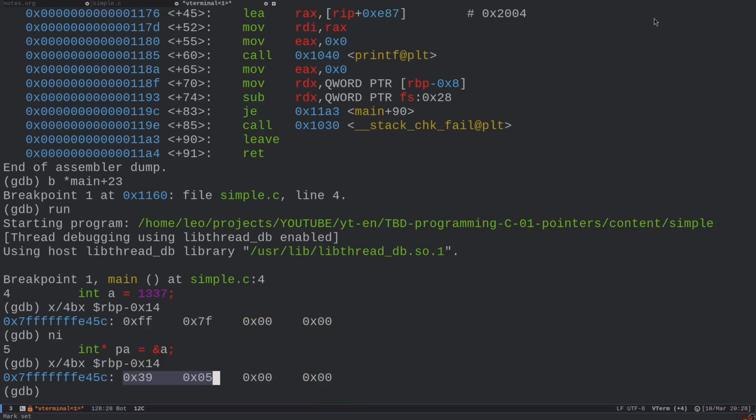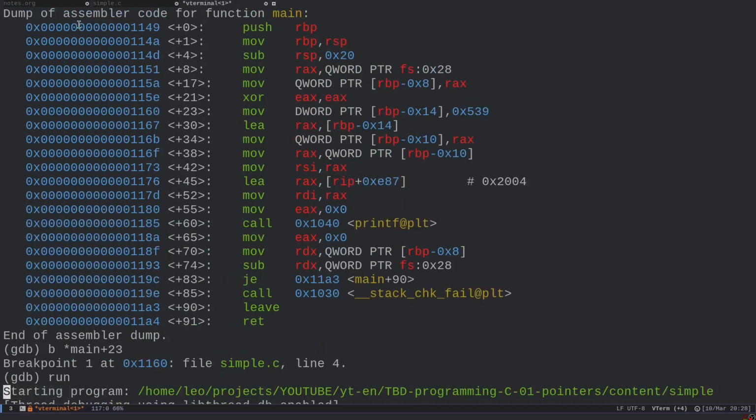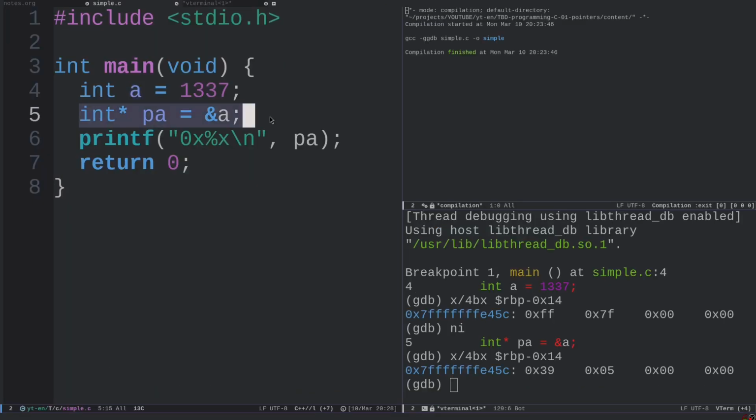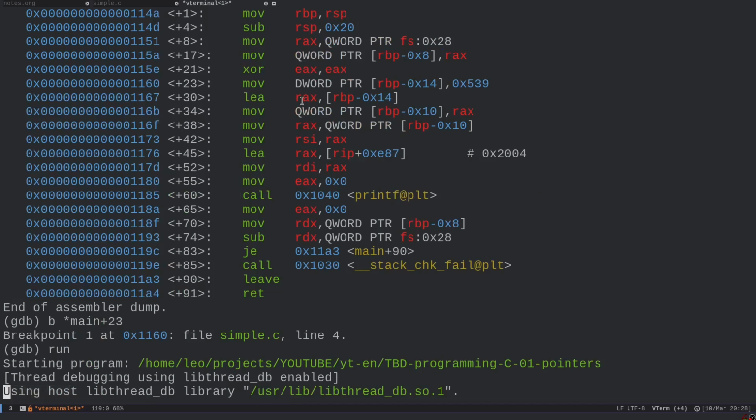Perfect. This is exactly what we had before. But now things change because we have introduced the concept of a pointer. So when we write this kind of thing, what is going on underneath our program? What is going on in the process? Well, what's going to happen now? Now we're going to execute this load effective address. So we're going to load into RAX this particular expression.